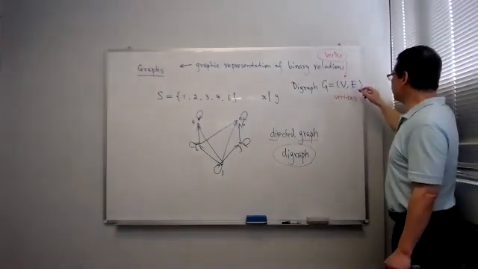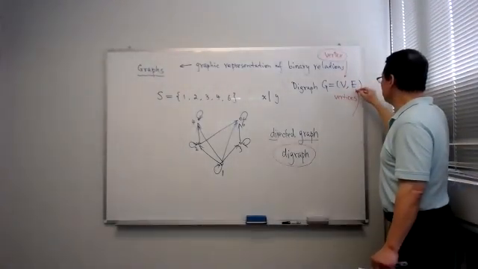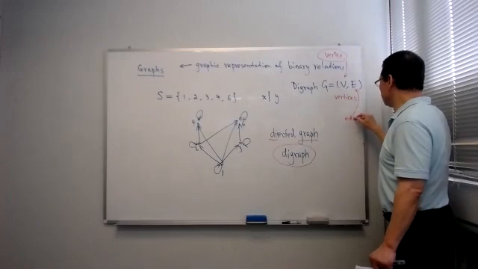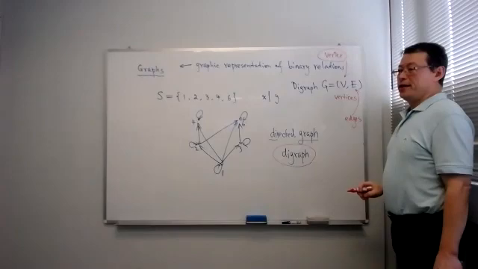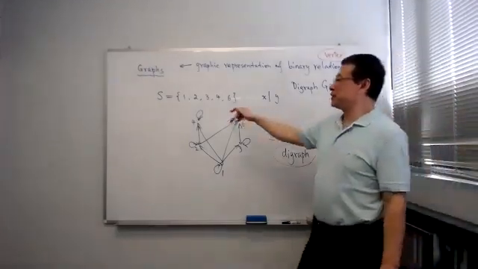All right, then we have E. E is called the edges. All right. Now, vertices correspond to a set.